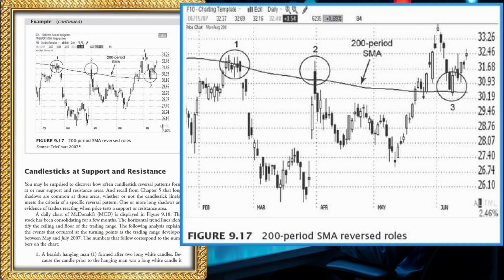Candlesticks at support and resistance. You may be surprised to discover how often candlestick reversal patterns form at or near support and resistance areas. And recall from Chapter 5 that long shadows are common at those areas, whether or not the candlestick line meets the criteria of a specific reversal pattern. One or more long shadows are evidence of traders reacting when price tests a support or resistance area.